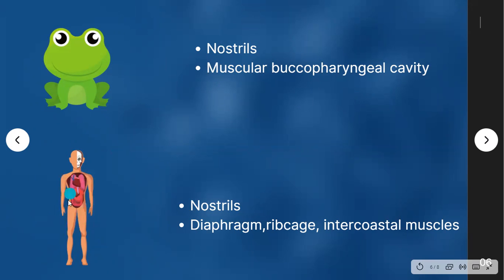So lastly, about humans. The respiratory aperture or the respiratory opening is through the nostrils, as you know. And then the structures that help breathing are the diaphragm, the rib cage, and also the intercostal muscles, as what we discussed just now. And the breathing mechanism of the human is assisted by the contraction and relaxation of the intercostal muscles and of the diaphragm, and they're going to change the volume and change the pressure. And this is going to result in the inhalation and also the exhalation.